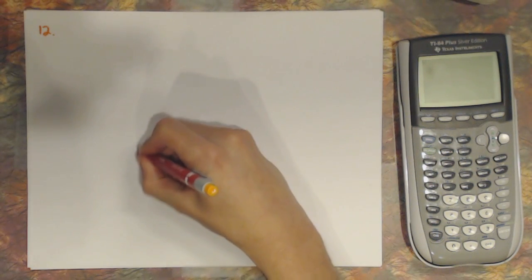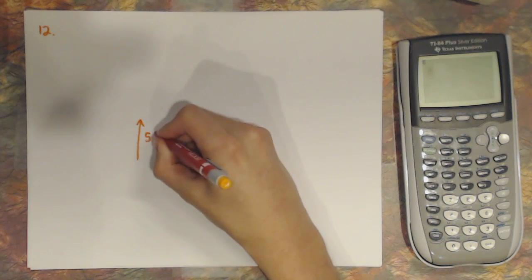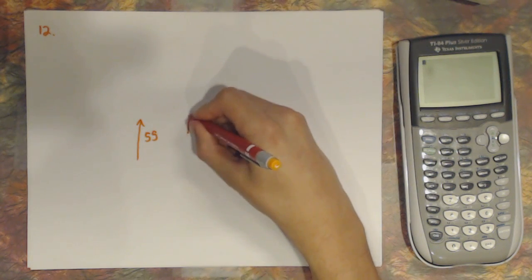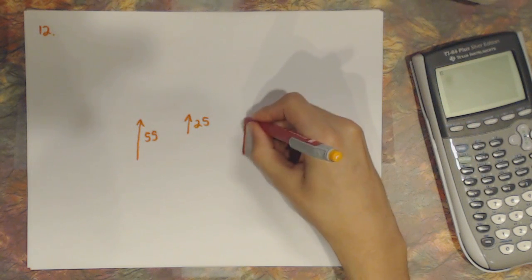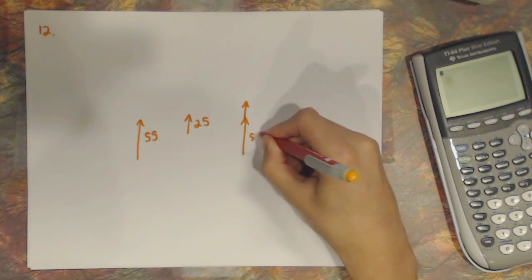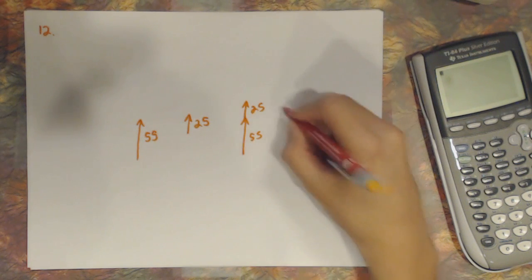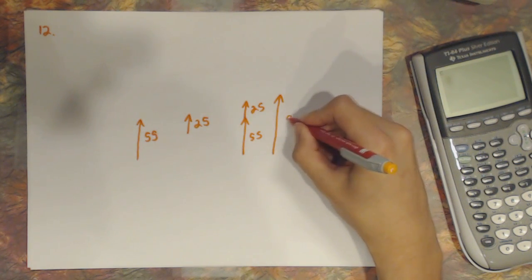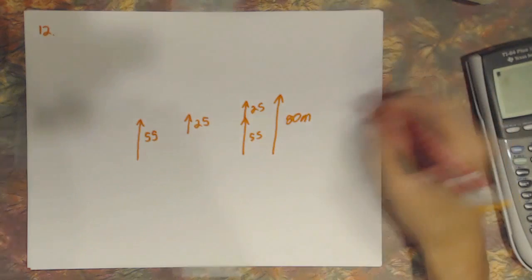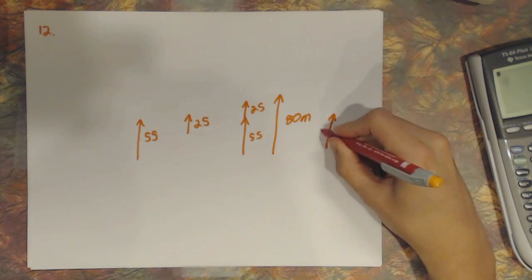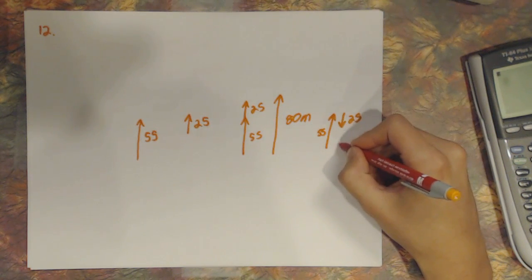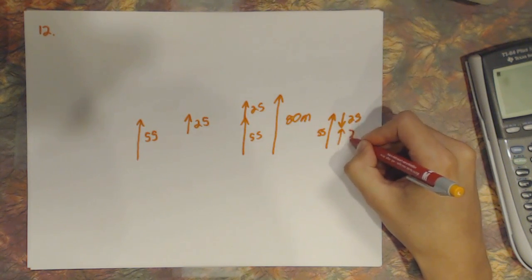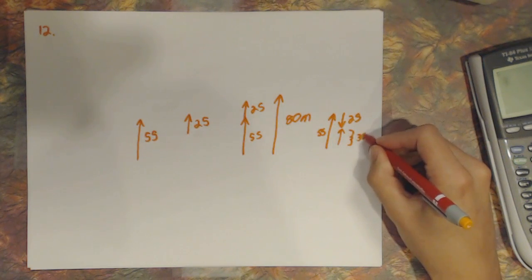Now, if you take a vector with the magnitude of 55, and a vector with a magnitude of 25, if you put them tail to tip, the biggest total magnitude you can get is 80 meters. And if you flip it the other way and go 55 and 25, the smallest magnitude you can get is 30 meters.